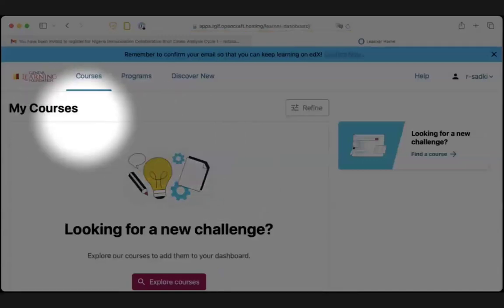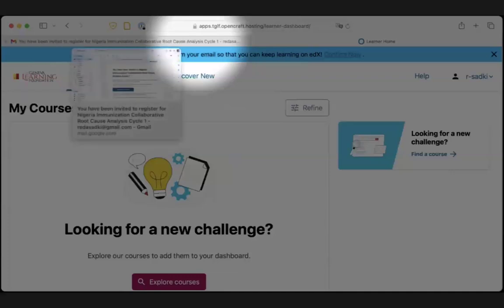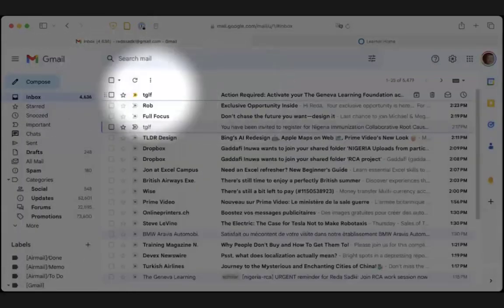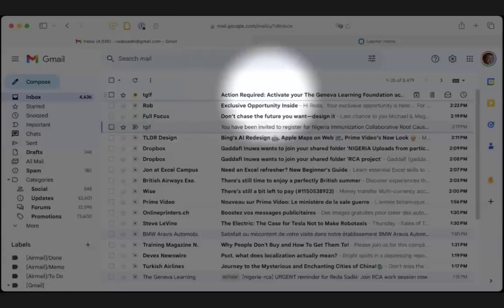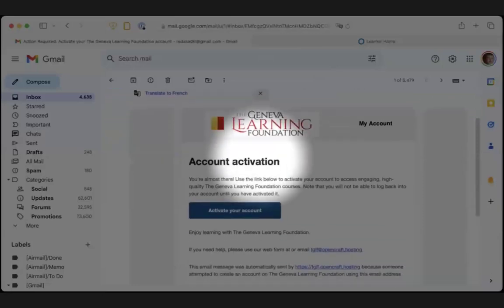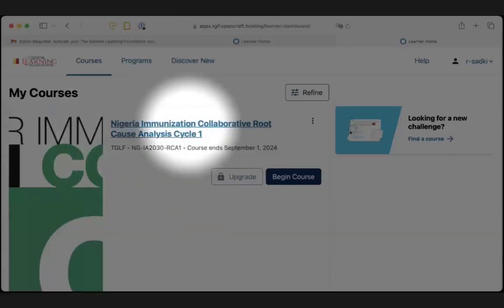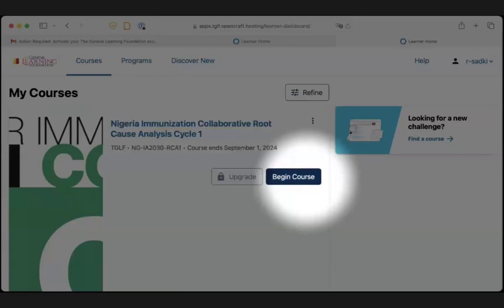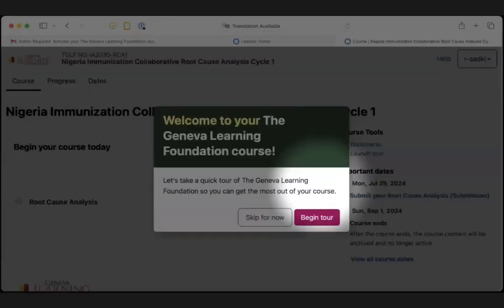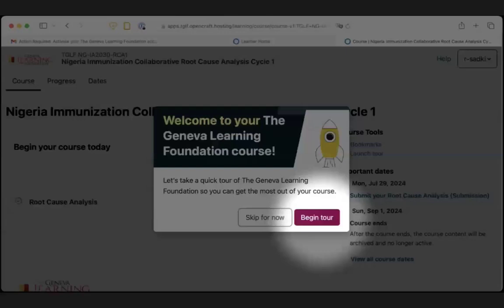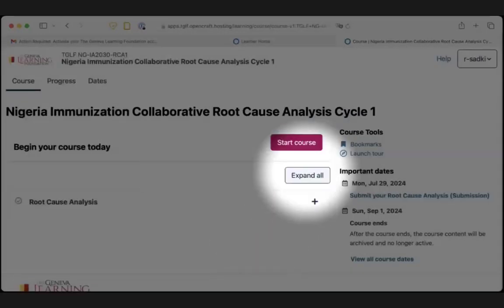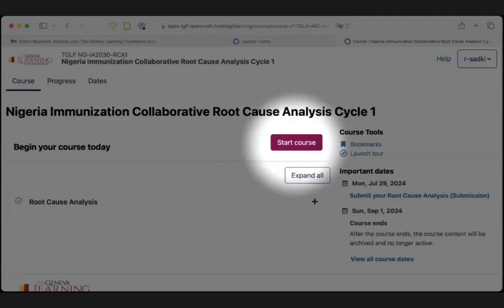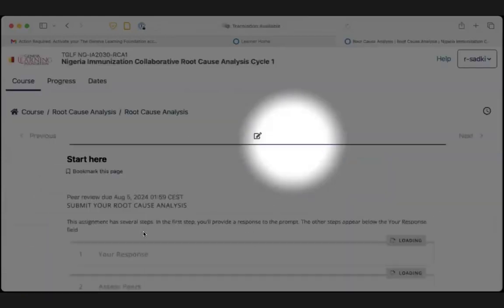Now, here you go, you see My Courses, and you don't see any courses. This is where you need to go back to your email, and you'll see there's an action required, which is to activate your Geneva Learning Foundation account. So you click on Activate Account, and now you can see the Nigeria Immunization Collaborative, and you can see Begin Course. You can ignore Upgrade. You don't need to click anywhere else. Just focus on Begin Course. You get this Begin tour. You can skip for now. Click OK, and then you can click on Start Course. You can see the root cause analysis is down here, but if you click on Start Course, it will take you to that unit.